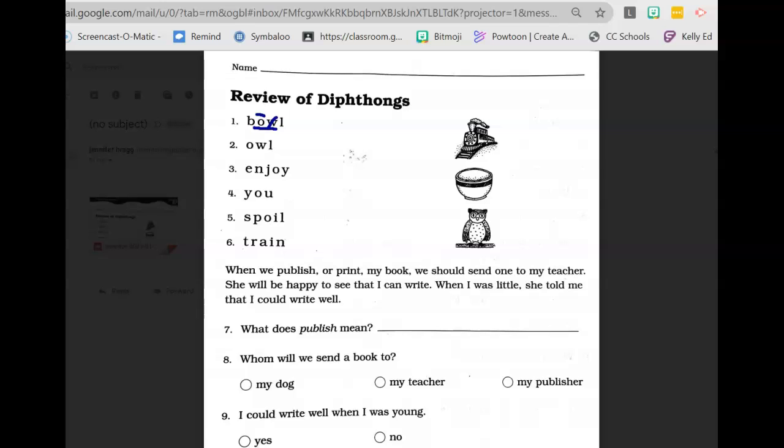Now the next one, owl, has O-W, owl sound. It's not the long O sound, it's owl. So it's a diphthong. So we're going to code it with an arc. A little bit different there. It's what we learned in our lesson.